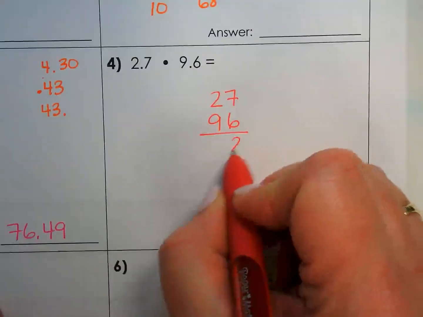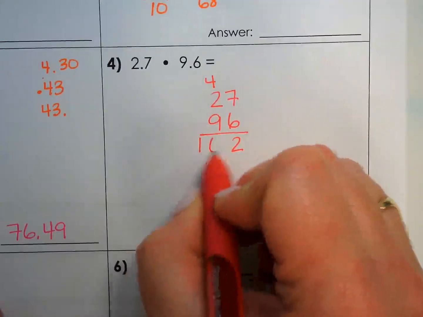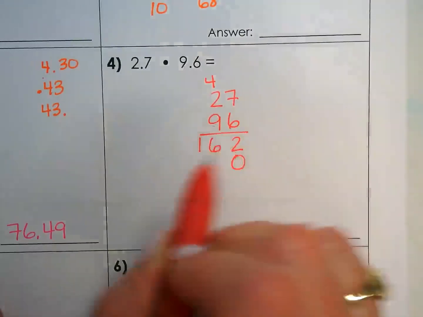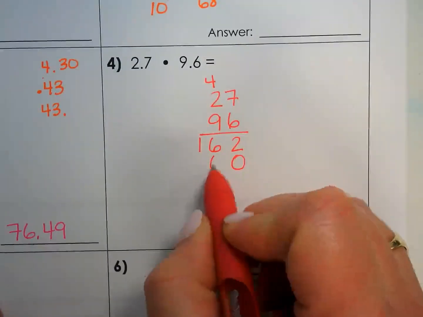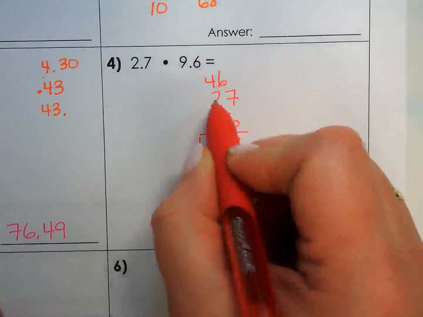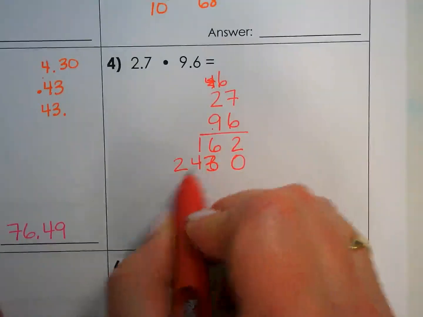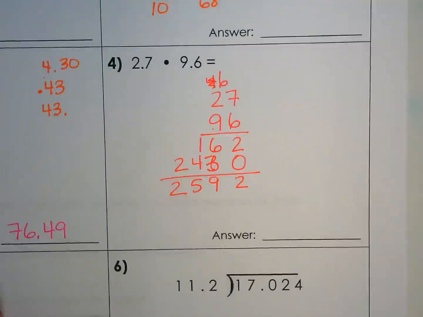6 times 7 is 42. 6 times 2 is 12, plus 4 is 16. Put a 0 down because we're moving over a space. Okay, we've moved over to the tens place. 9 times 7 is 63. 9 times 2 is 18, plus 6 is 24. When I add, those are the numbers I'm going to get.